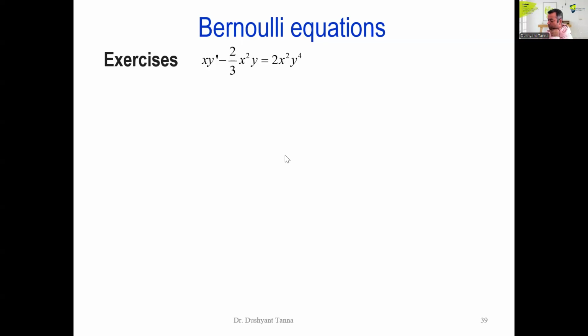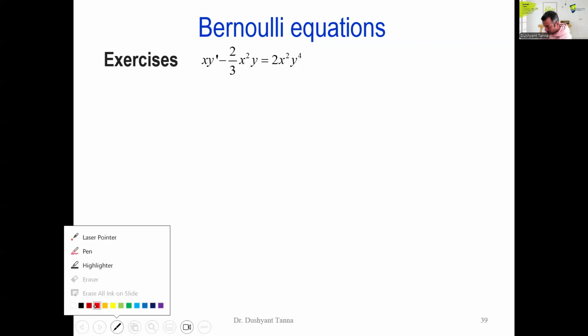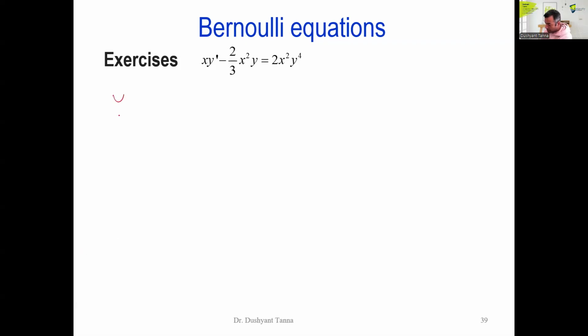Okay, we got one more question to practice. Xy dash minus 2/3 x squared y is equal to 2x squared y to the power 4. There is this x term. Please take care of that before you do anything else. So the first step is getting rid of that term. So my y dash minus 2/3 xy is equal to 2x y to the power 4. So now it is linear.